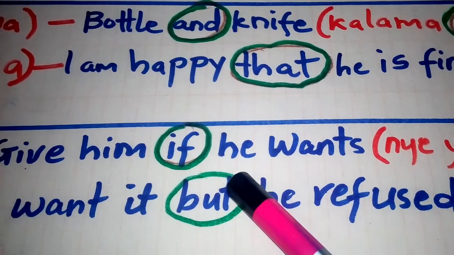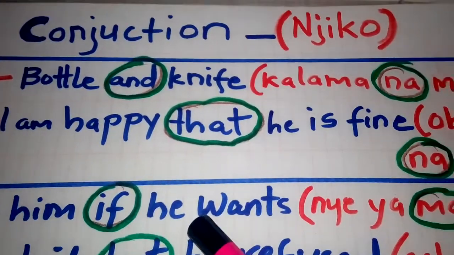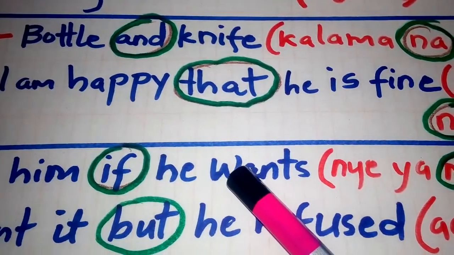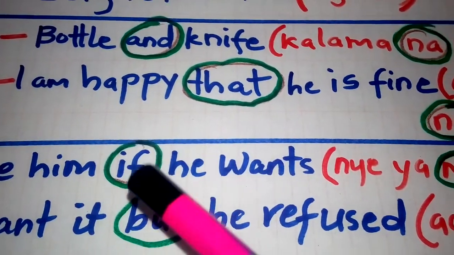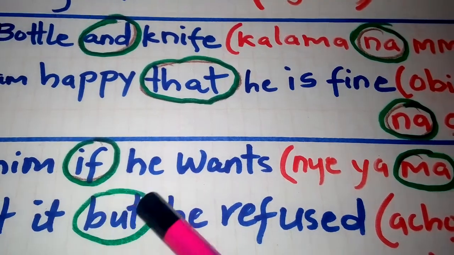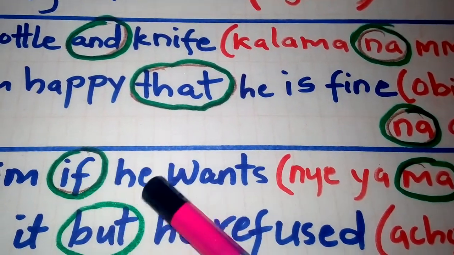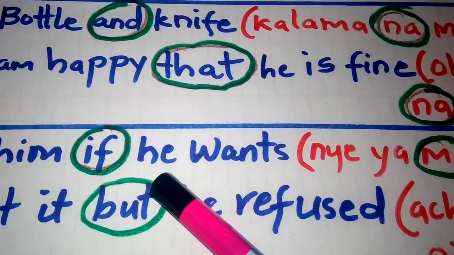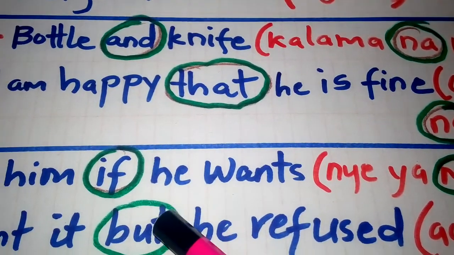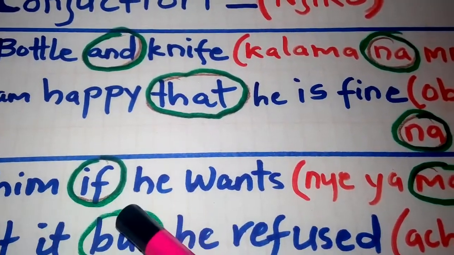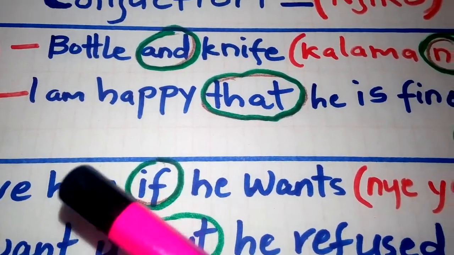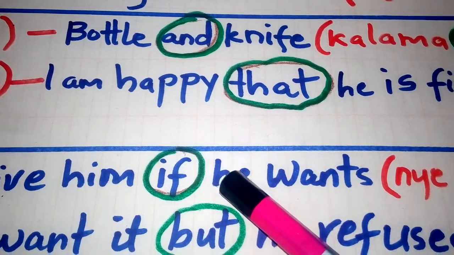So conjunction is njiko in Igbo language, meaning hold together or put together. Conjunction cannot be at the beginning of a sentence or at the end of a sentence. They hold units of clauses, phrases, sentences together.